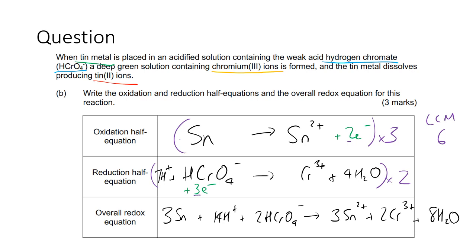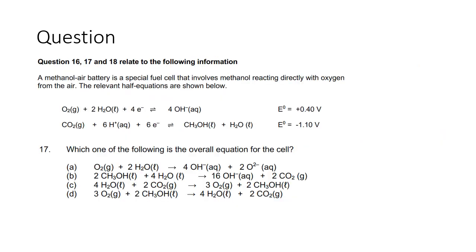Right, last slide. Ooh, multiple choice. Methanol air battery is a special fuel cell that involves methanol reacting directly with oxygen from air. The relevant half equations are shown below. Okay, look at both of these half equations. The electrons are both on the left-hand side of the arrows, which means that they're both gaining electrons, which means that they're both reducing. Now, you can't have both of them reducing because you have to have one as an oxidation and one as a reduction.